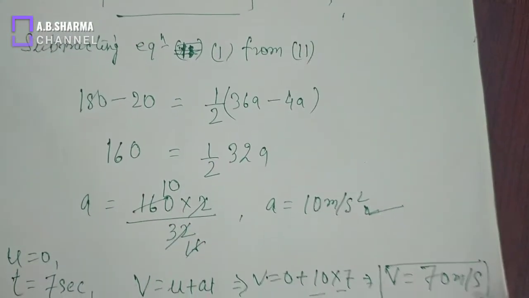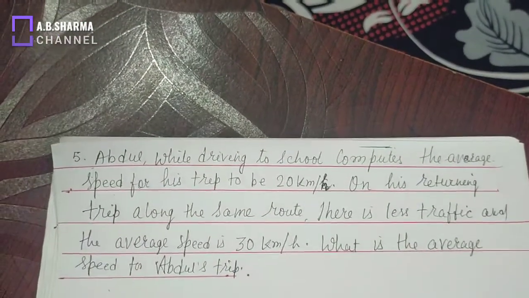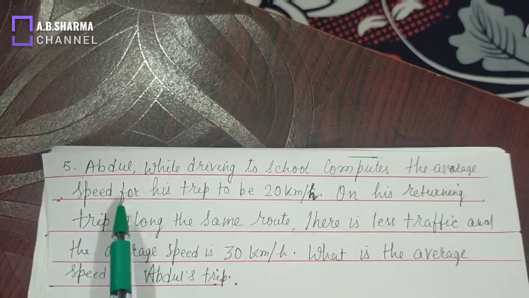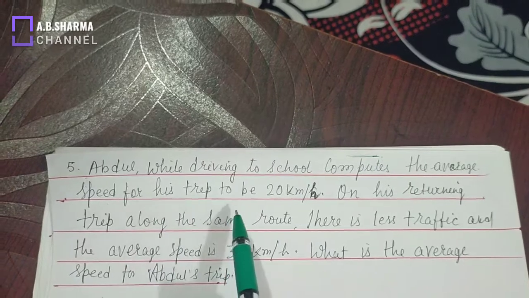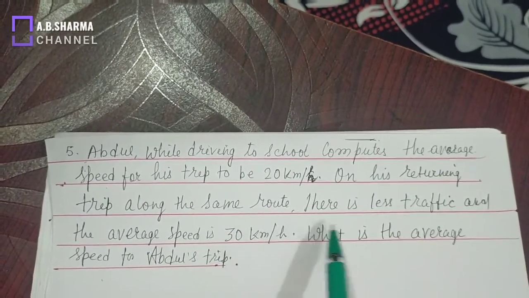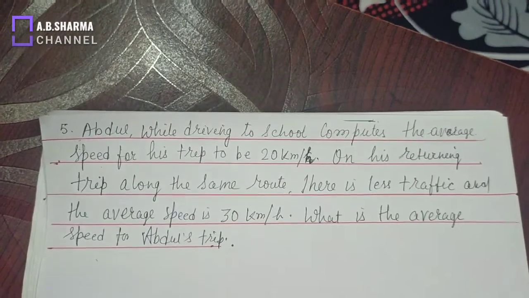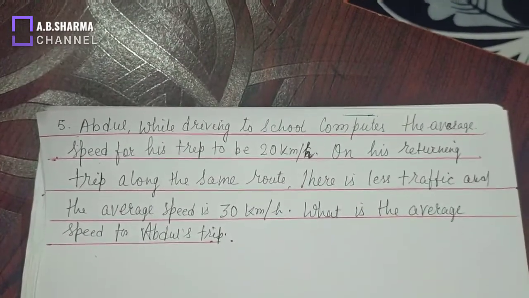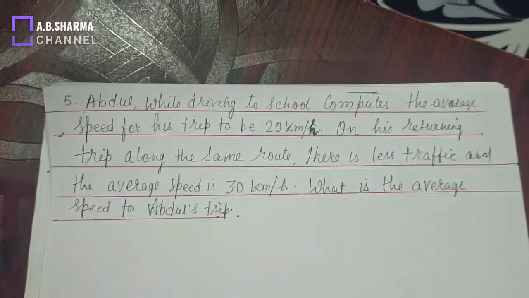Now see the next question. Many students get confused while solving this question. Read the question. Abdul, while driving to school, computes the average speed for his trip as 20 km per hour. On his return trip along the same route, there is less traffic and the average speed is 30 km per hour. What is the average speed for Abdul's trip? So first solve the question by pausing the video. Okay, now see the solution.